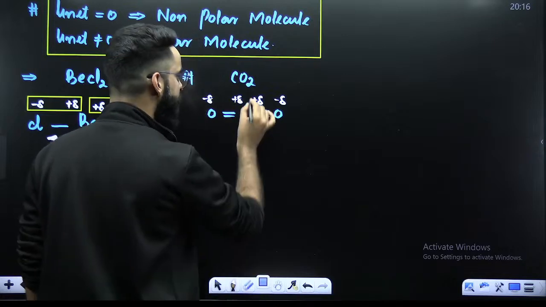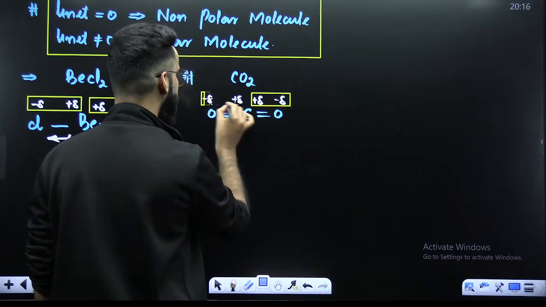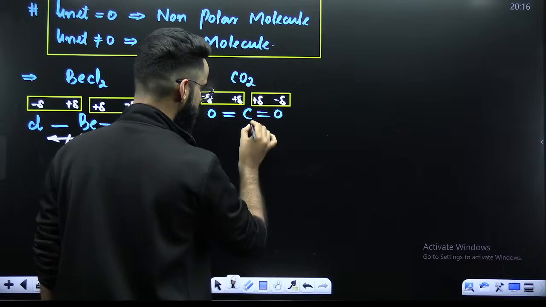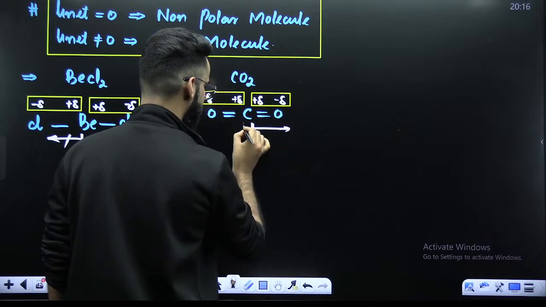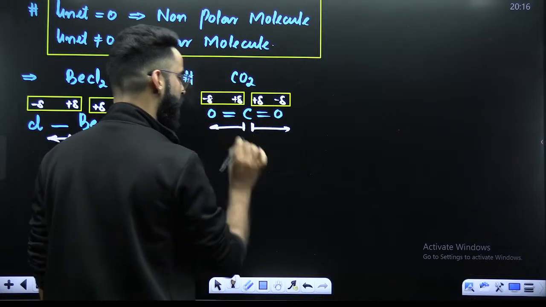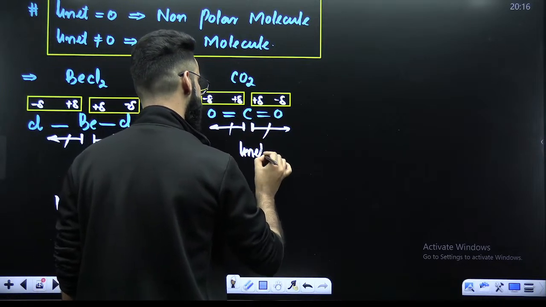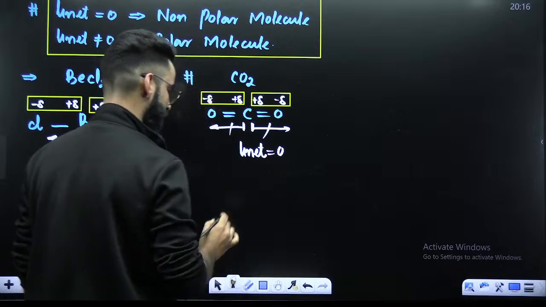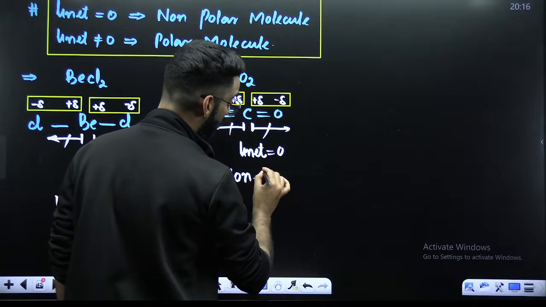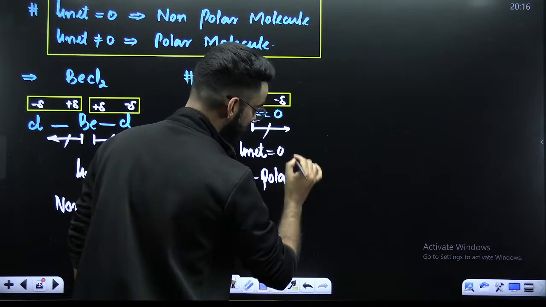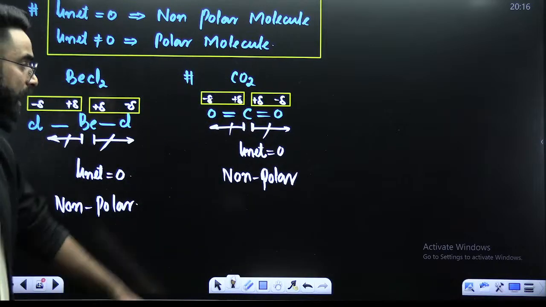So how many bond moments do you have over here? The first bond moment, the second bond moment. From positive to negative. Similarly, from positive to negative. Equal and opposite bond moments, right? They'll cancel out. So net dipole moment here is 0. If the net dipole moment of the molecule is 0, then this particular molecule overall is non-polar.